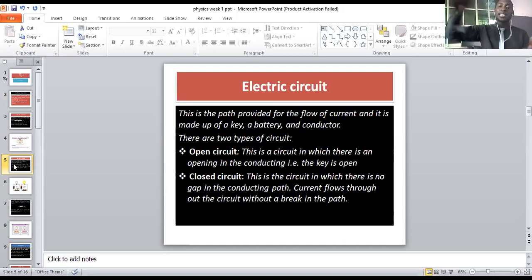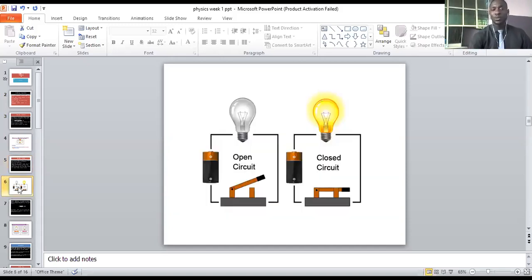When it starts from the negative terminal, it gets to the positive terminal. Current flows around the circuit without a break in the path. Yeah, that's what we call closed circuit. So this is the diagram. This is the open circuit. I can see the closed circuit is producing a light. So let's look at the potential difference and the electromotive force.